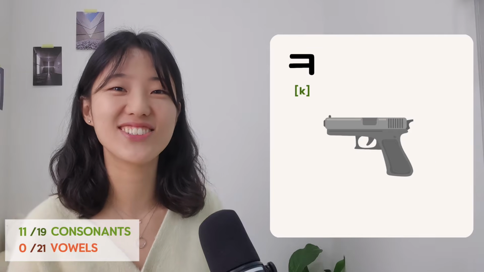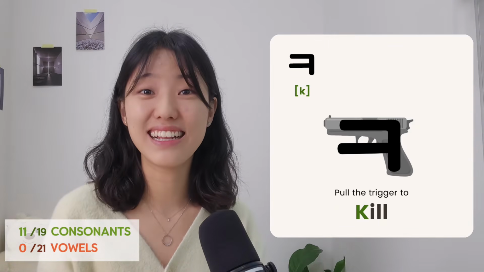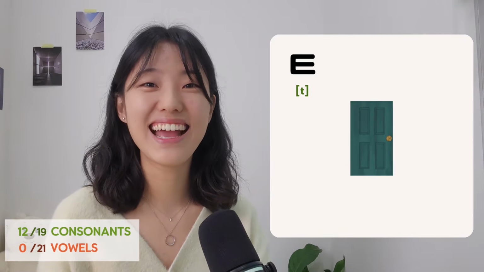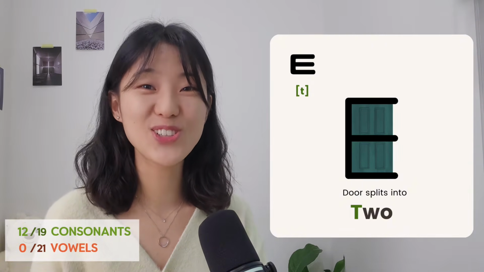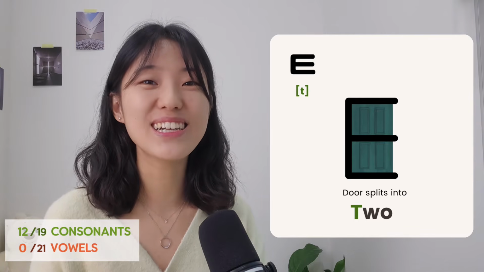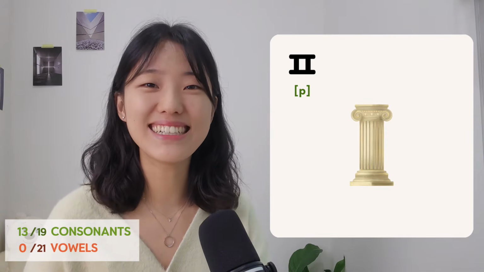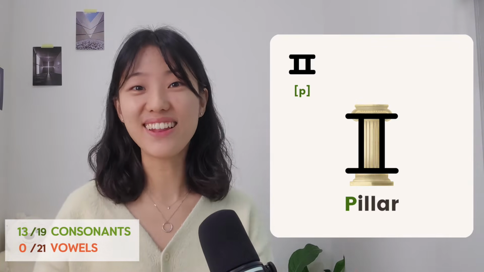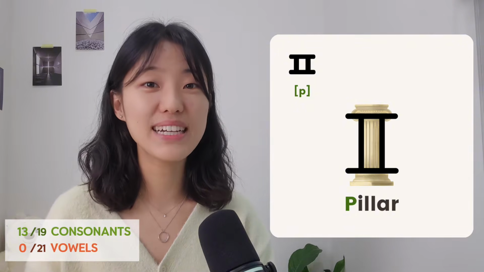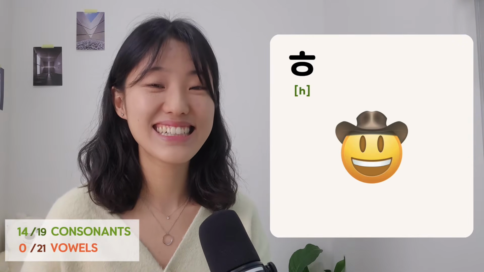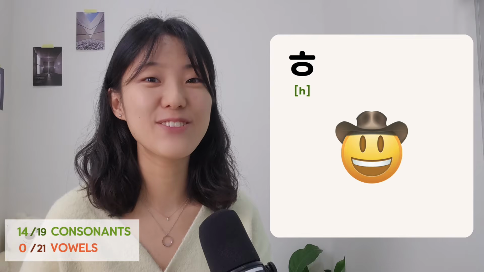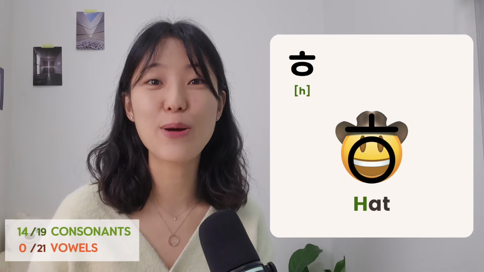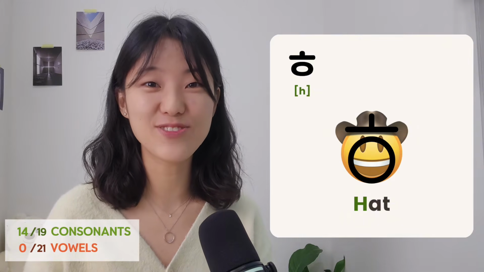크, pull the trigger to kill. 크 from kill. 트, door split into two. 트 from two. 프 from pillar. 흐 from hat. So let's review again.